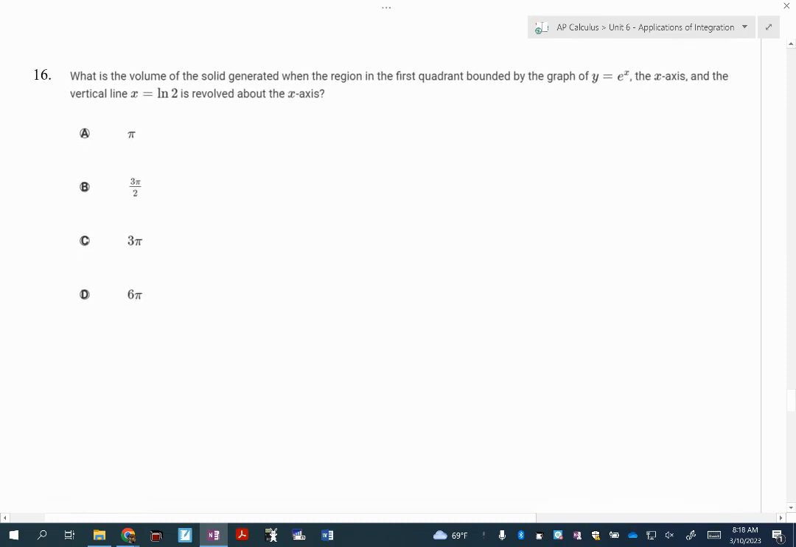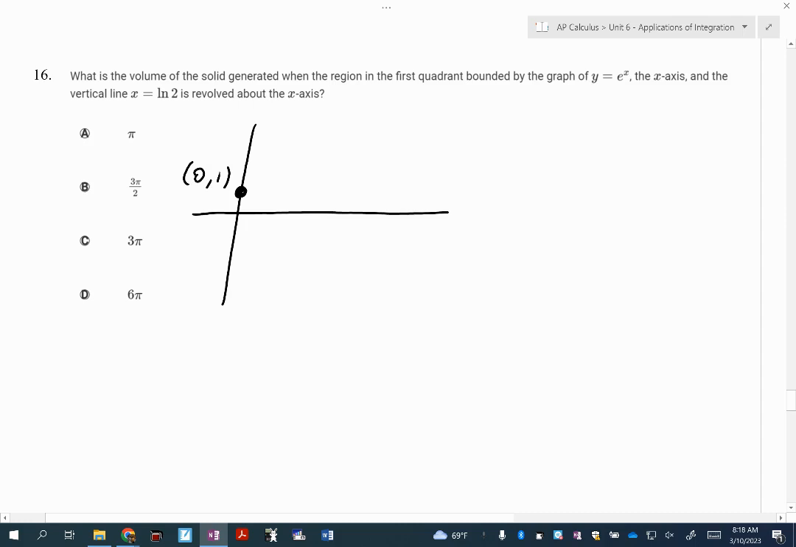16. We have the volume of a solid generated when the region in the first quadrant bounded by this graph, the x-axis, and the vertical line x equals the natural log of 2 is revolved around the x-axis. Okay, so I don't need to do any changing there, so that's good. Let's plug in 0. e to the 0 power is 1. So that's the point (0, 1).